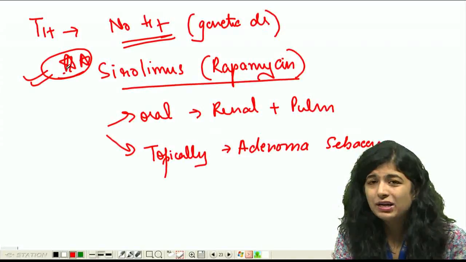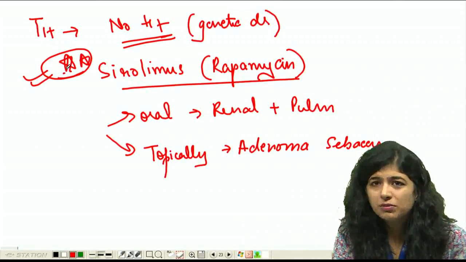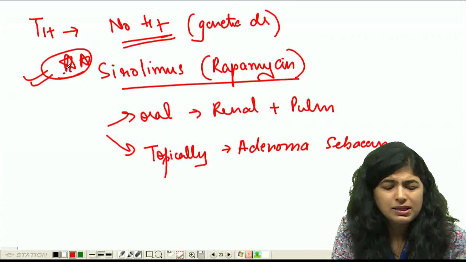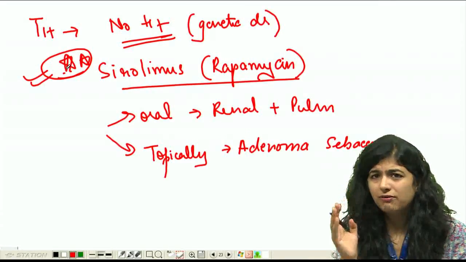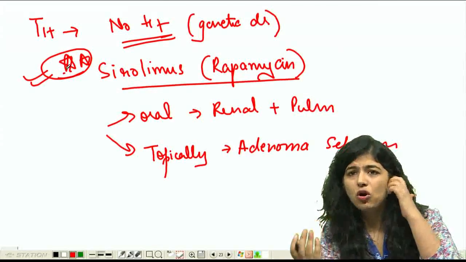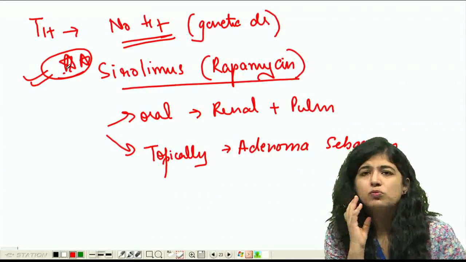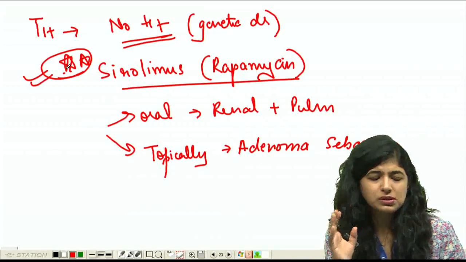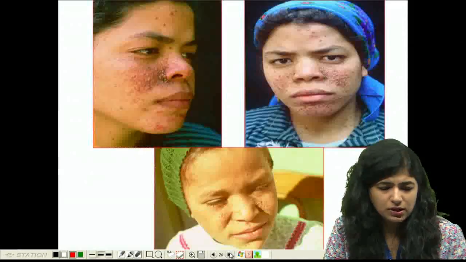Tuberous sclerosis and neurofibromatosis, incontinentia pigmenti, xeroderma pigmentosum, Bloom syndrome. These are all very important genodermatoses. If not every year, then at least every alternate year, they will ask you a question on this. So please go thorough with these genodermatoses. Very important. I have some images which I can show you.